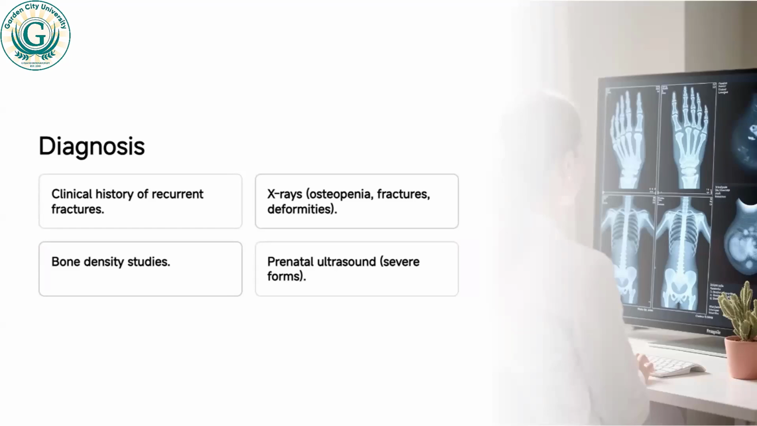Bone density studies. When you do bone density studies, you measure the mass and thickness of the bone, and it will show that they have low bone density. You can also do this when you know that the parents have this condition, because it is autosomal recessive. They can take an X-ray to determine whether they will give birth to a child that has this particular condition.